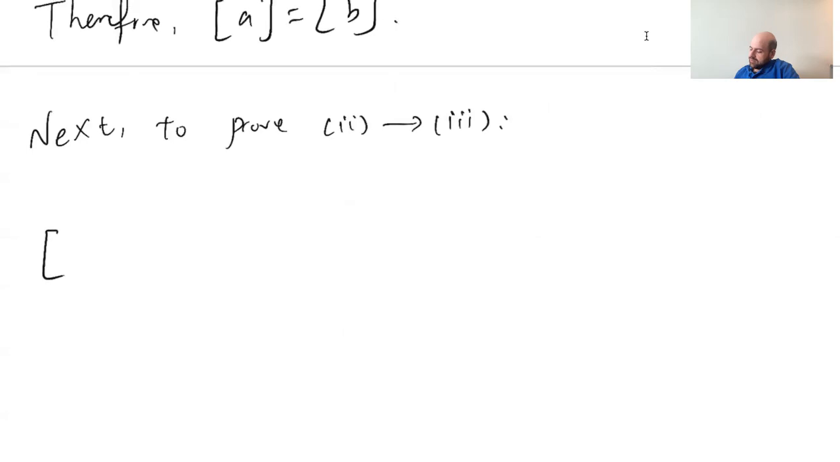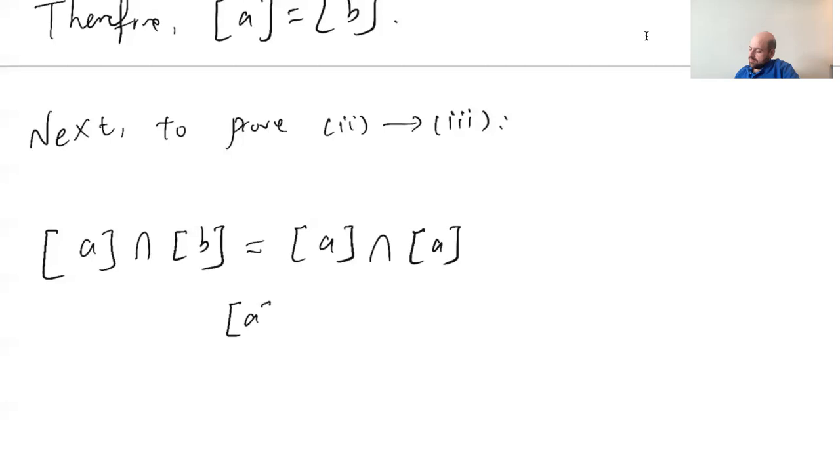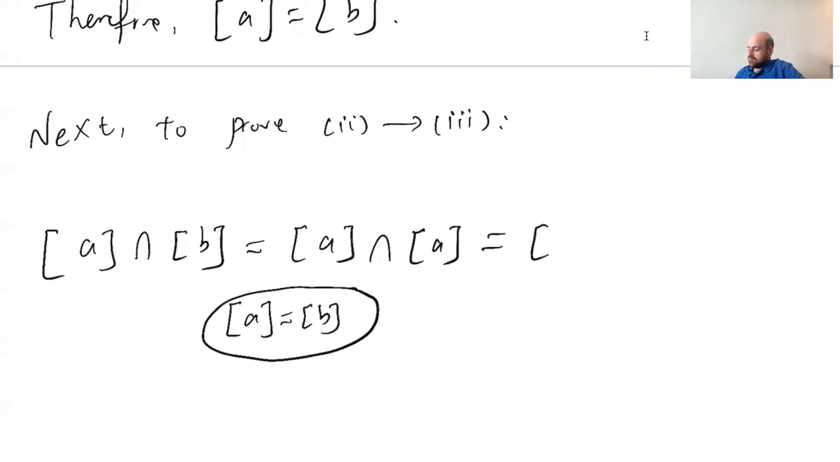So equivalence class of A intersection equivalence class of B will be equal to equivalence class of A intersection equivalence class of A itself. Right? This is my assumption. I'm assuming that 2 holds. So if 2 holds, that means equivalence class of A is equal to equivalence class of B. And therefore, equivalence class of A intersection equivalence class of B will be equivalence class of A intersection itself. And the intersection itself is equivalence class of A.